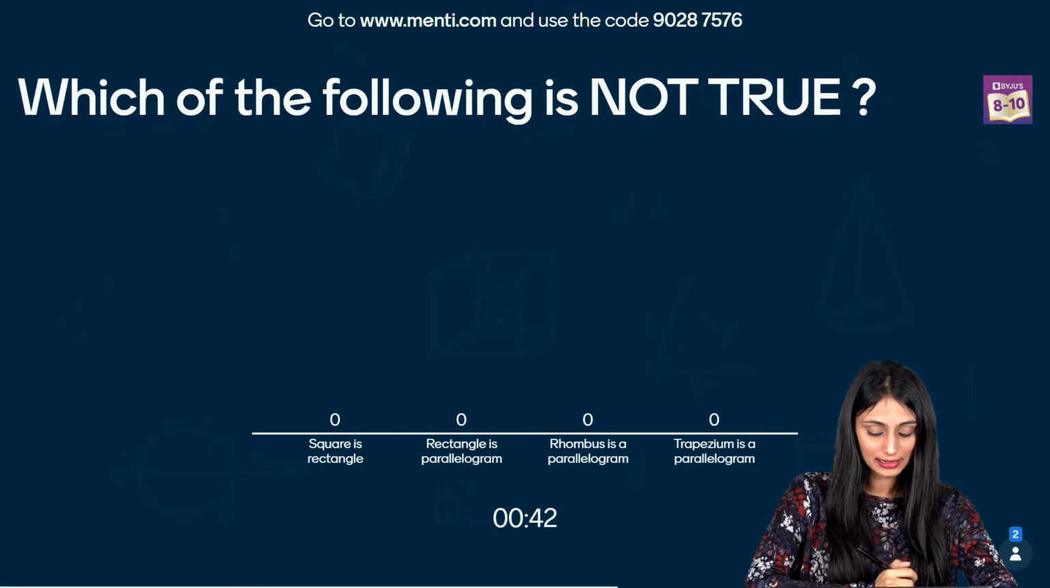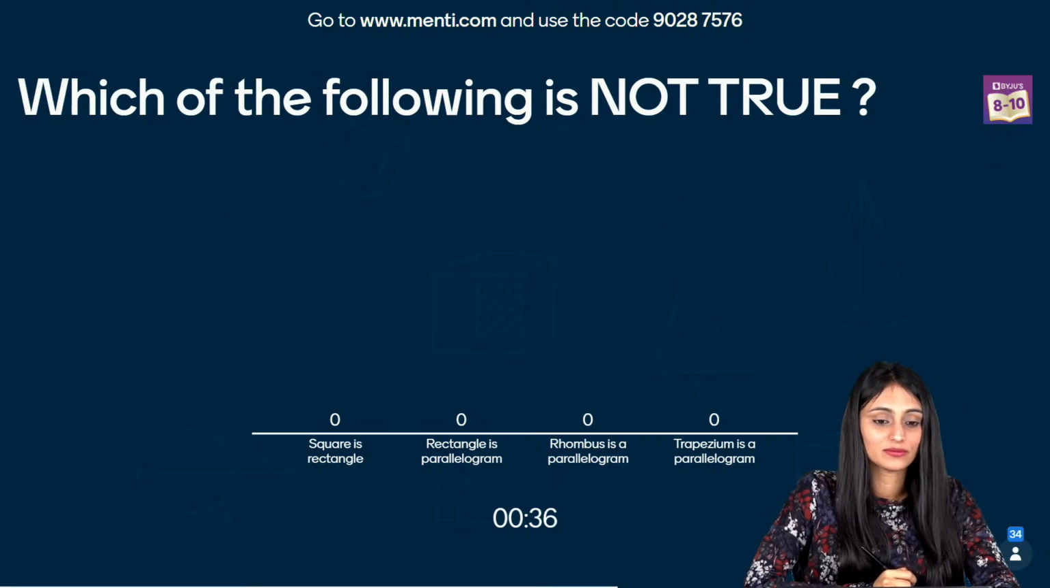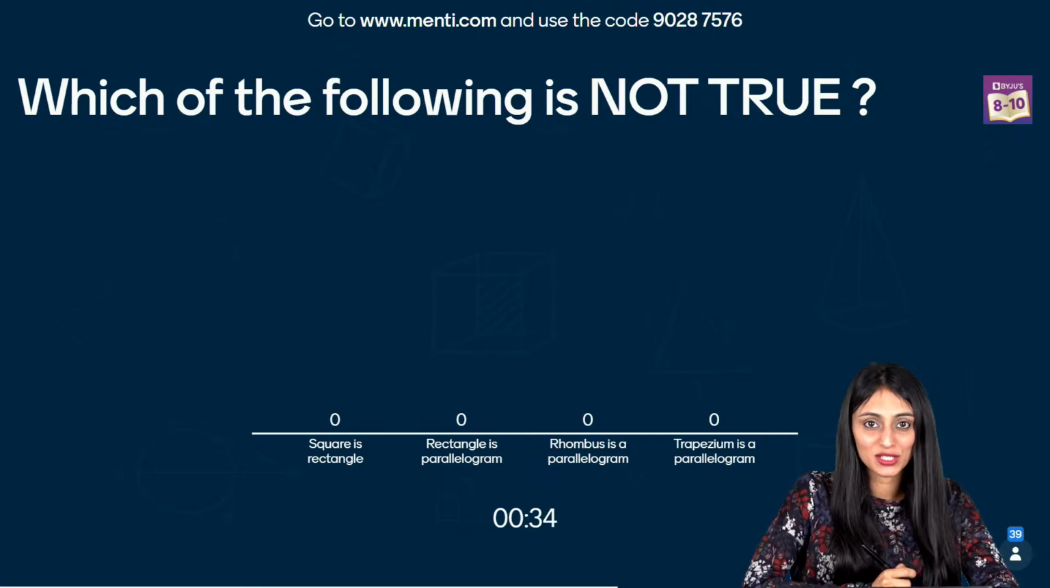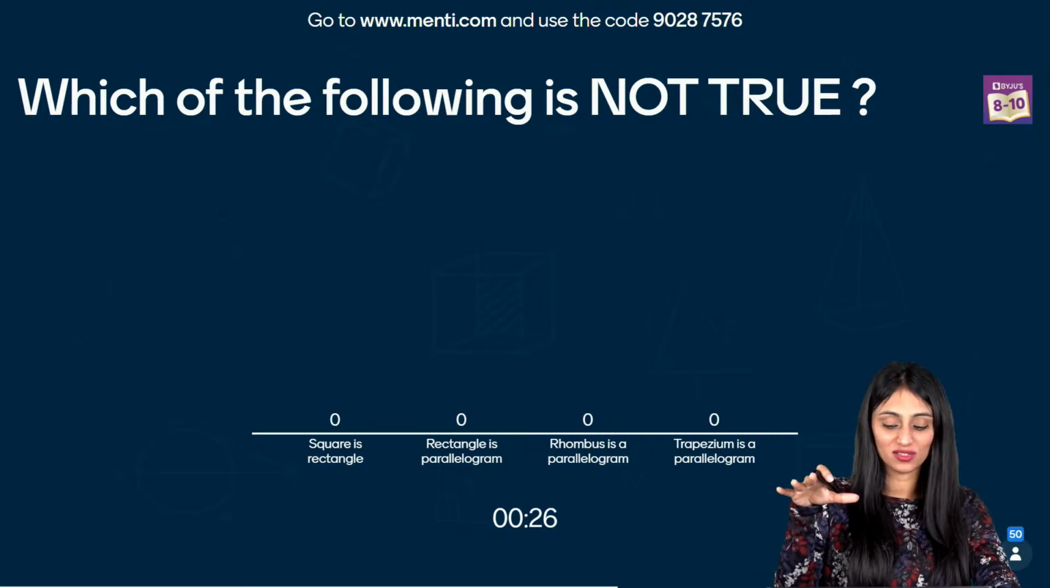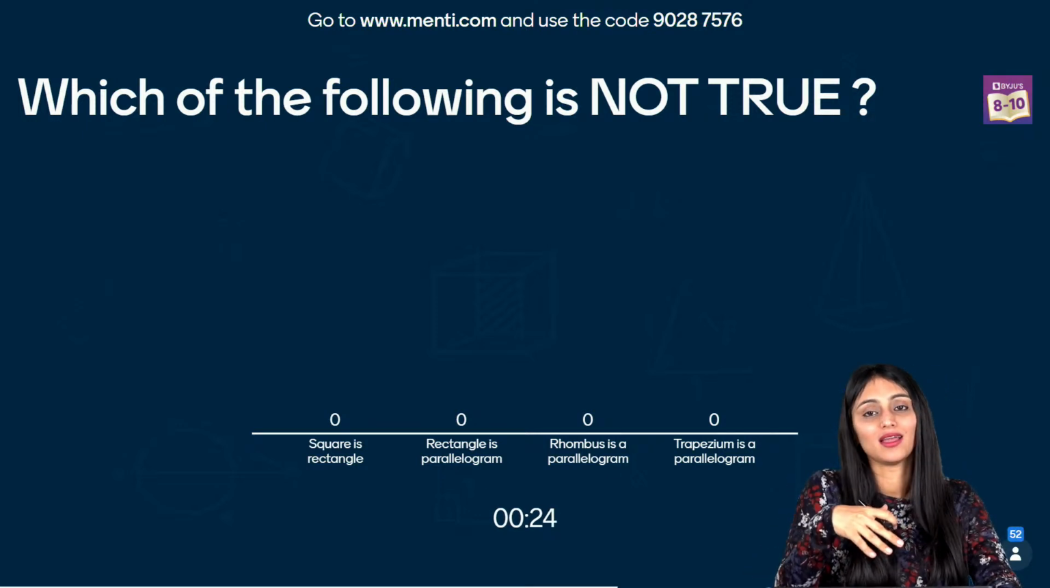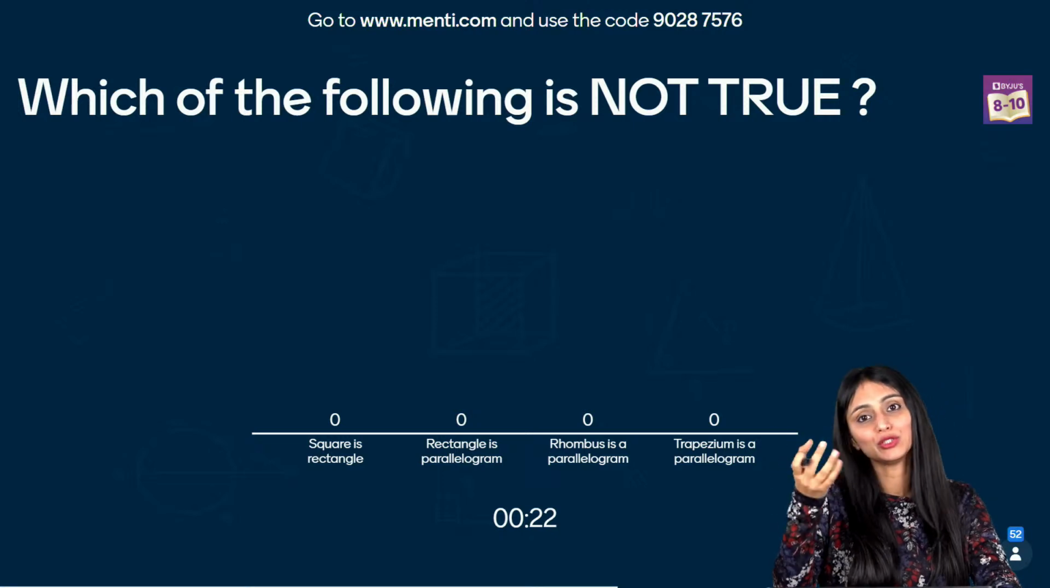Square is rectangle, rectangle is parallelogram, rhombus is a parallelogram, trapezium is a parallelogram. Quickly. Nitya, you are enjoying this quiz also. Wow, great. Ayush, wrong again. Anything here got wrong this time? See, don't rush with these questions. These are very simple questions, I would say. So properties you need to know.